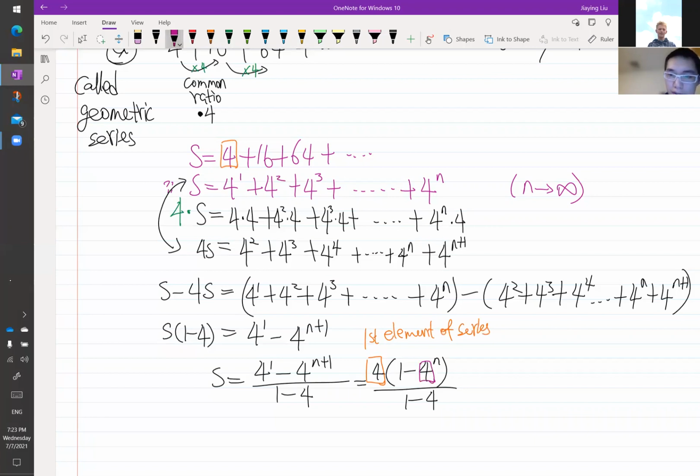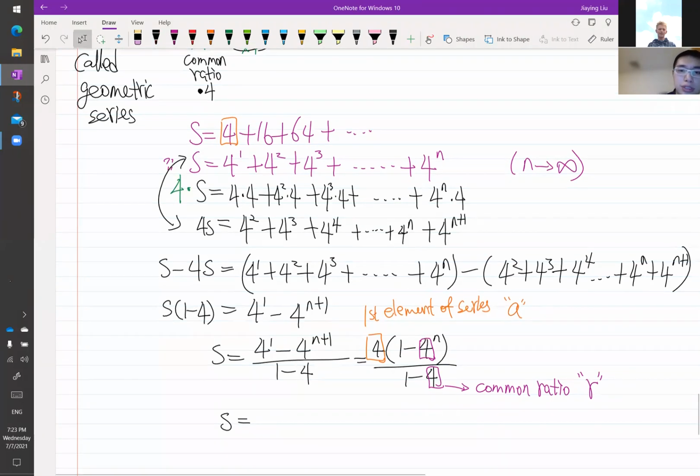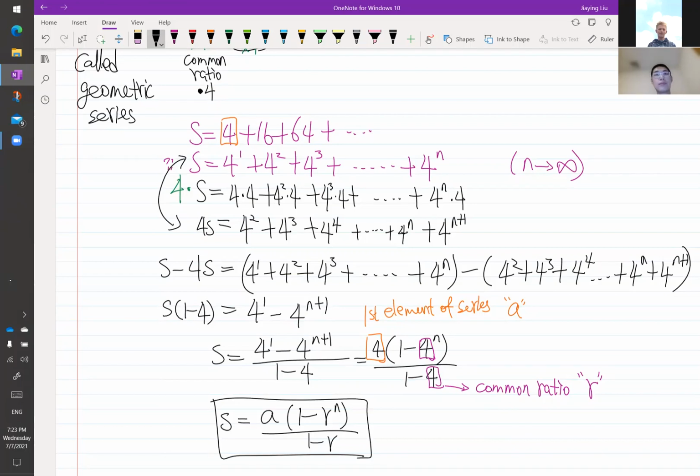And then this 4 and the 4 below that, which I'm boxing in purple, those are the common ratio. Normally we use r for the common ratio, and then the first element we usually call a. Then the general formula for the sum of a geometric series will be just a, the first element, times 1 minus r to the n divided by 1 minus r. So you probably saw this in high school or a different class in the past. So that's the sum for geometric series.